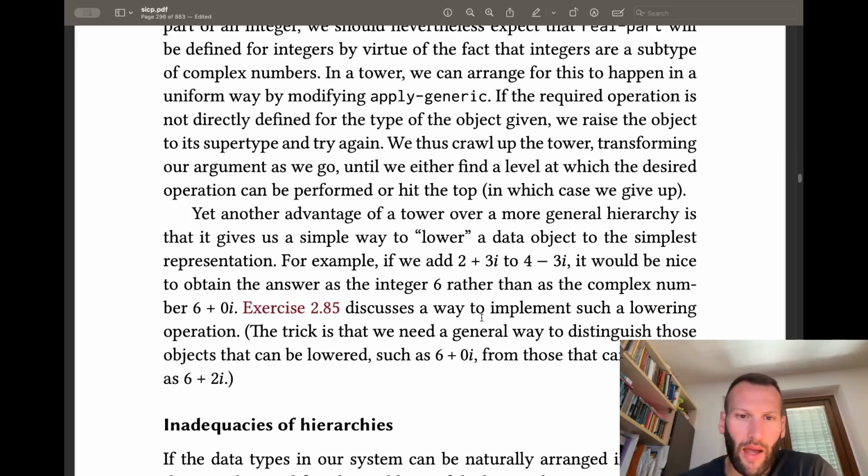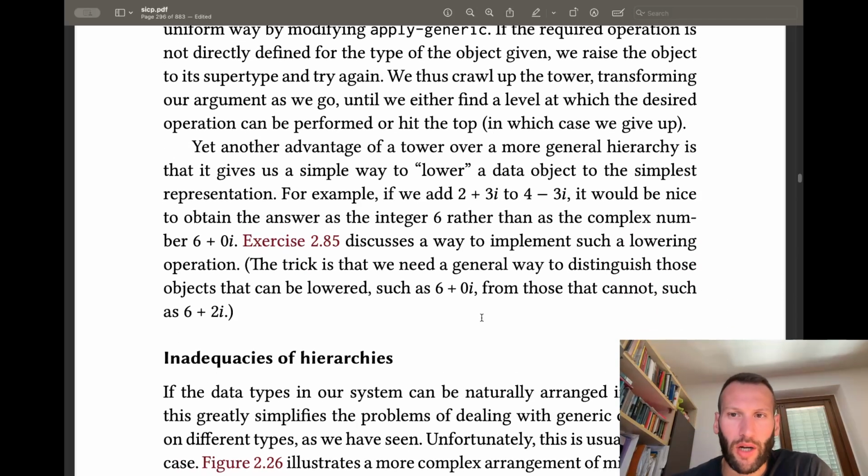Yet another advantage of a tower over a more general hierarchy is that it gives us a simple way to lower a data object to the simplest representation. For example, if we add 2 plus 3i to 4 minus 3i, it would be nice to obtain the answer as the integer 6 rather than the complex number 6 plus 0i.